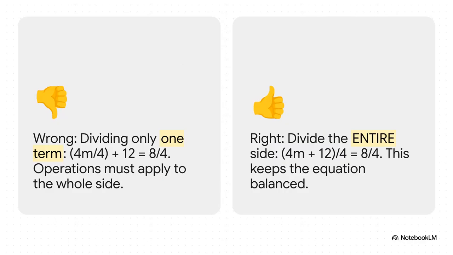So, this is maybe the golden rule of algebra. Whatever you do to one side of an equation, you have to do it to the entire side. You can't just pick and choose which terms get the treatment. It's all or nothing. You've got to divide both the 4m and the 12 by 4, the whole thing.